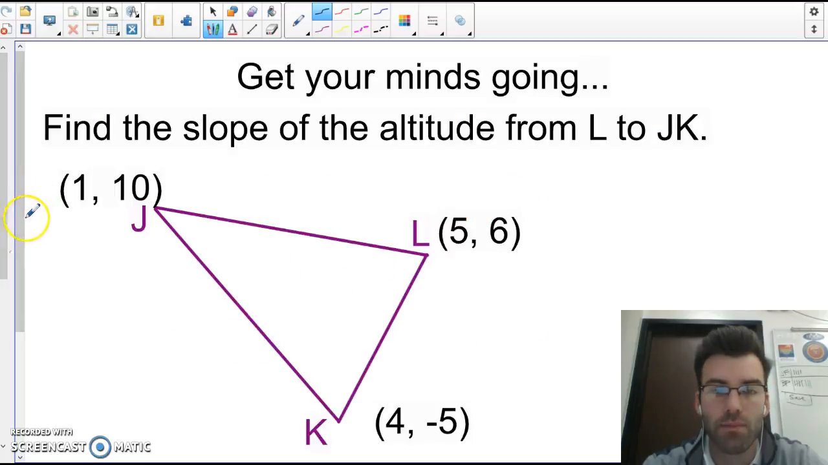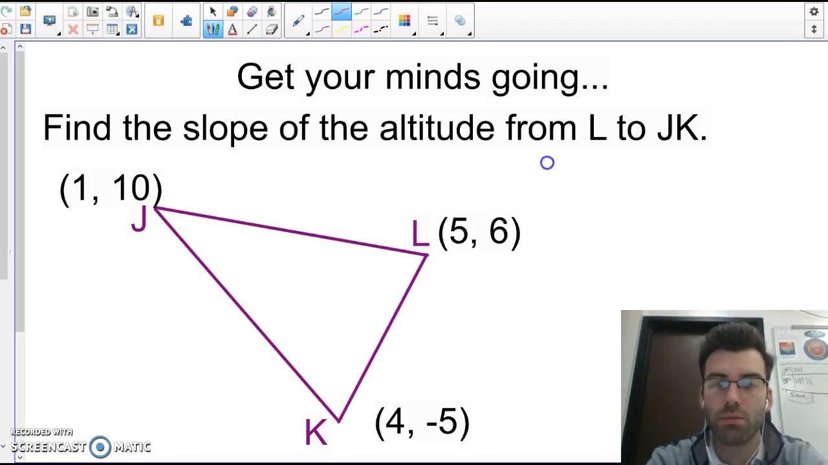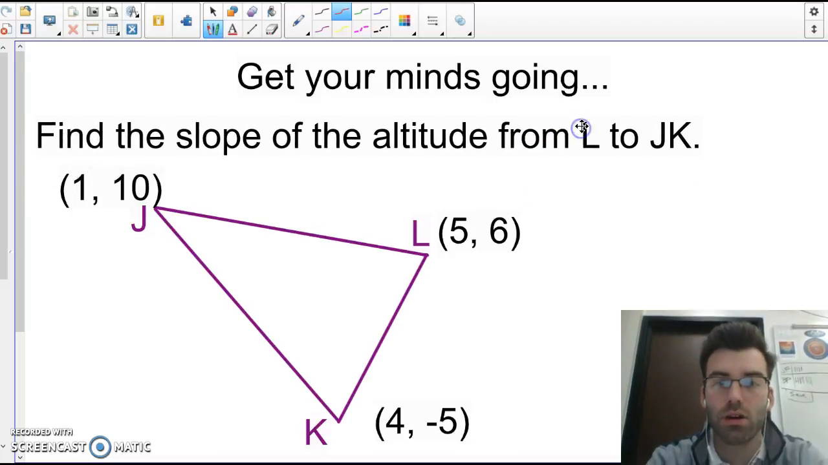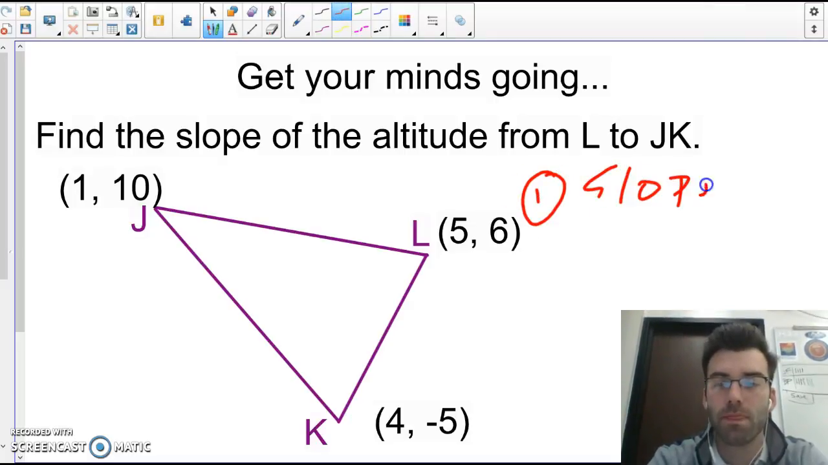Okay. To get your minds going, I want you to try this. All right, so pause the video. Try to find the slope of the altitude from L to JK. So hopefully you actually pause that video. So remember, when you find the slope of the altitude, our first step is to actually find the slope of JK.